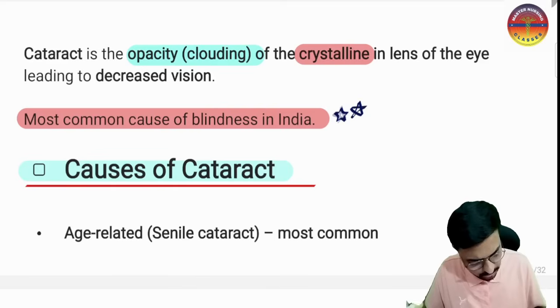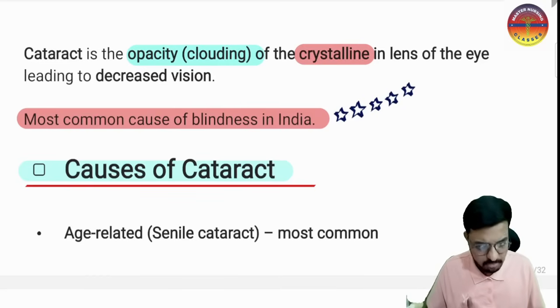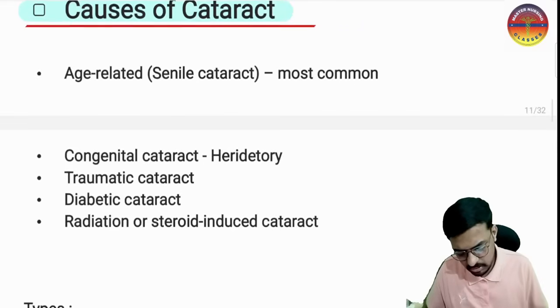Okay, so a question will come: what term will we use to describe the clouding or opacity of the lens? That is cataract. What is the most common cause of blindness in India? That is cataract. Very important.